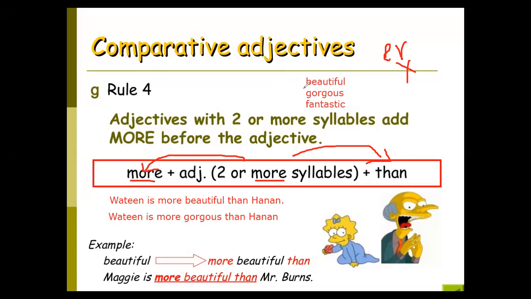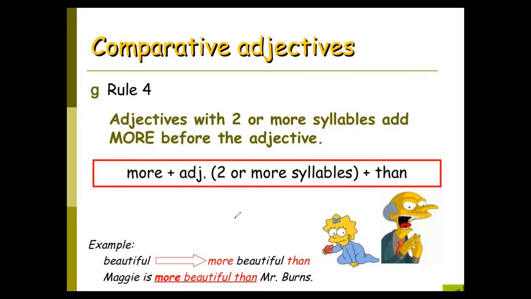If I divide this word, it becomes beauty and full. Two syllables. Gorgeous, two syllables. Any word that is more than one syllable in English, I can't add er to, because it's long. Then what I will do, I will put more and than. So Maggie is more beautiful than Mr. Burns. These are for comparing.